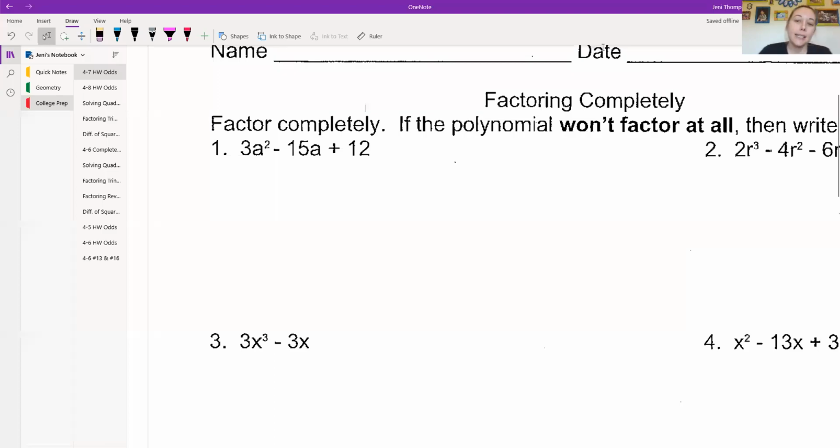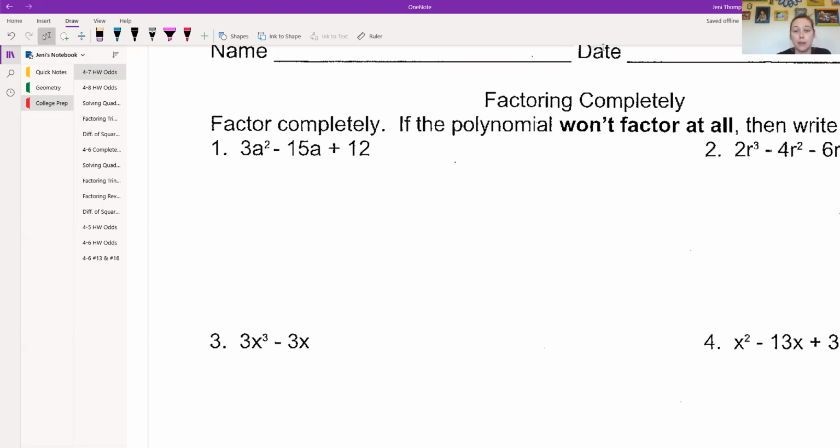Hey guys, since I didn't include a video going over the notes, I thought I would do a video of me going over the first three homework problems for 4-7. Okay, so 4-7, still dealing with factoring, right?